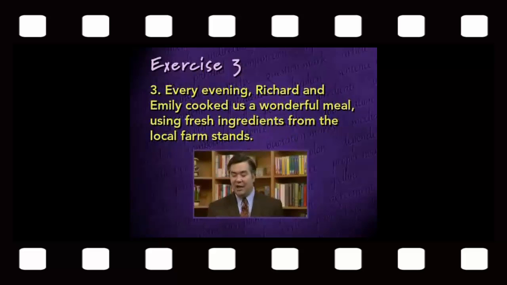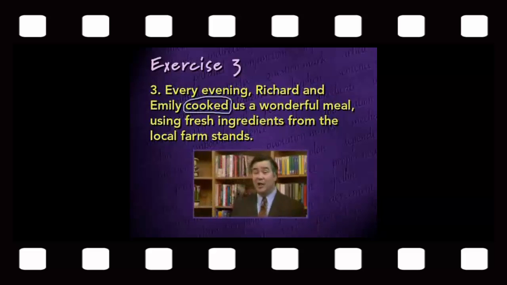Every evening, Richard and Emily cooked us a wonderful meal using fresh ingredients from the local farm stands. What's the verb here? The verb is cooked. That describes the action of the sentence. Who or what did the cooking? Richard and Emily. They are the subject of the verb cooked, and it's, of course, a compound subject because there are two nouns there linked by the coordinating conjunction and. So Richard and Emily cooked. Now, what did they cook? That is, what's the direct object of the verb? What they cooked is a wonderful meal. So the noun meal is the direct object.